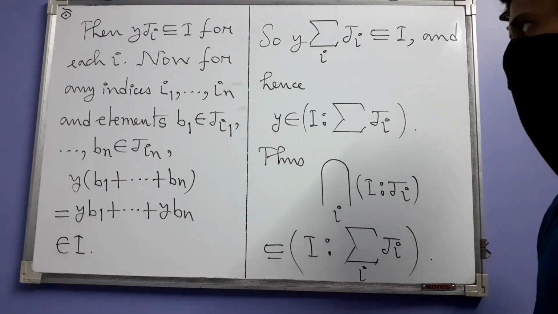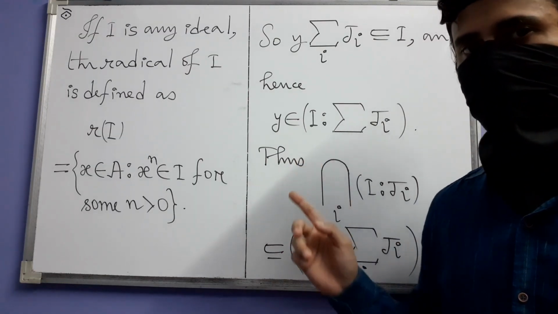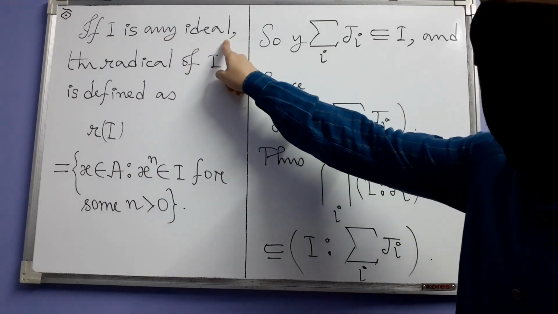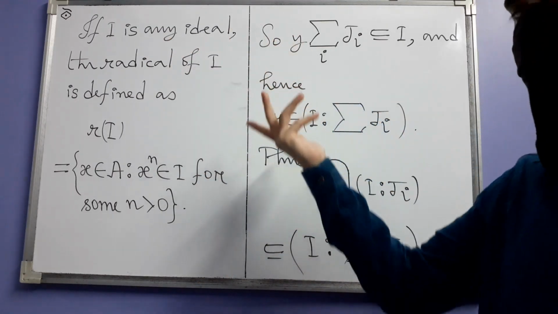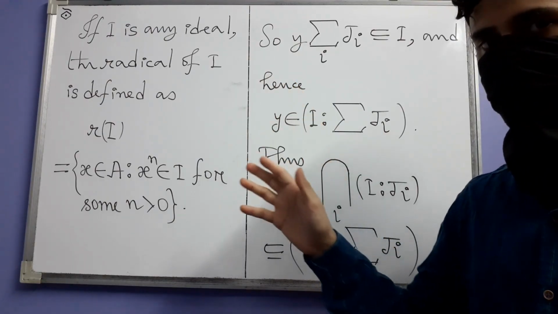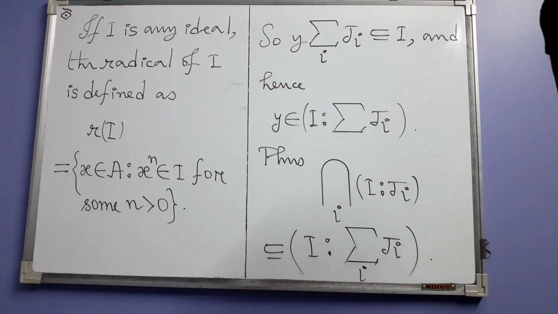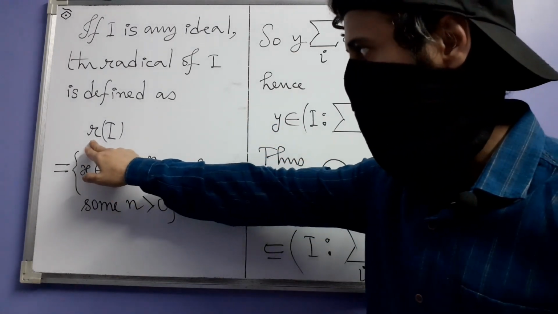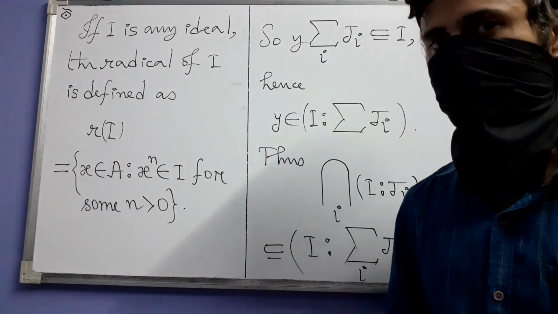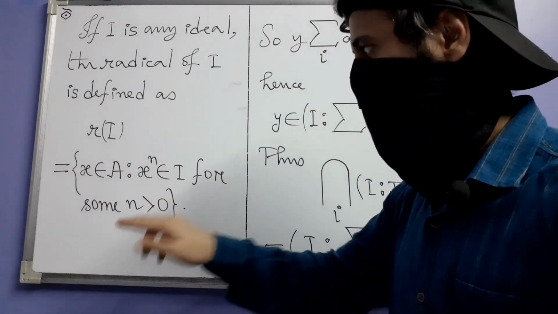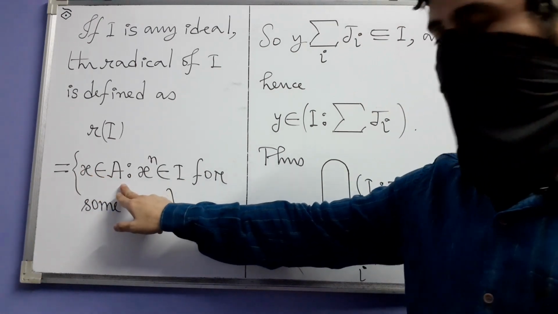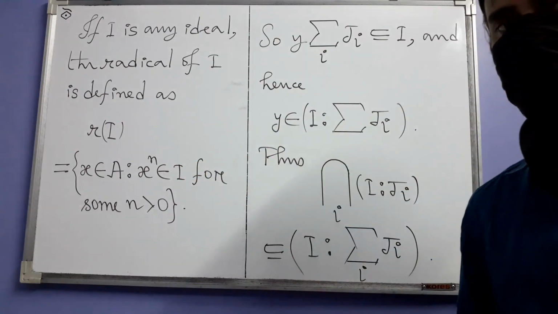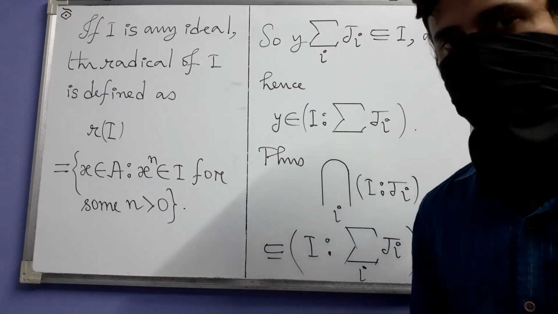Next, we have the notion of the radical of an ideal in a ring. So let I be any ideal in a ring A. I forgot to write that. So there is the background ring A in which I is an ideal. Then the radical of I is denoted by r(I), and it's defined like this. It's the set of those elements x in the background ring such that some power of x belongs to I, where the exponent n is a positive integer.